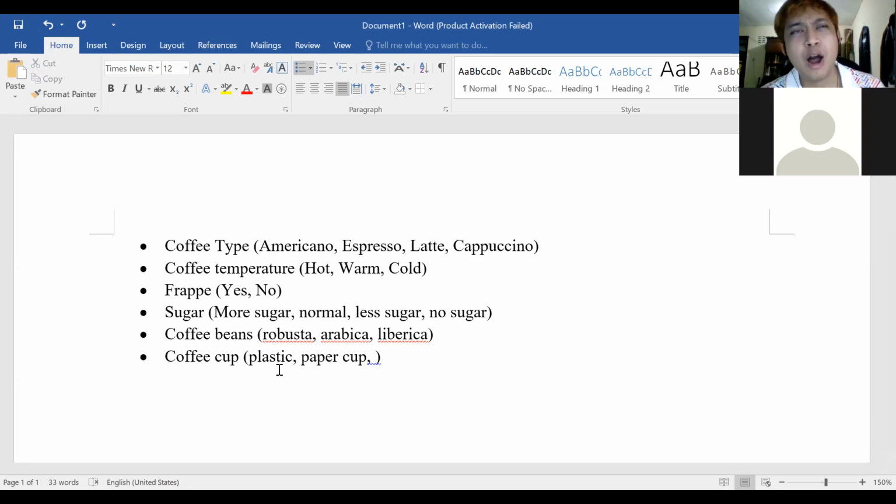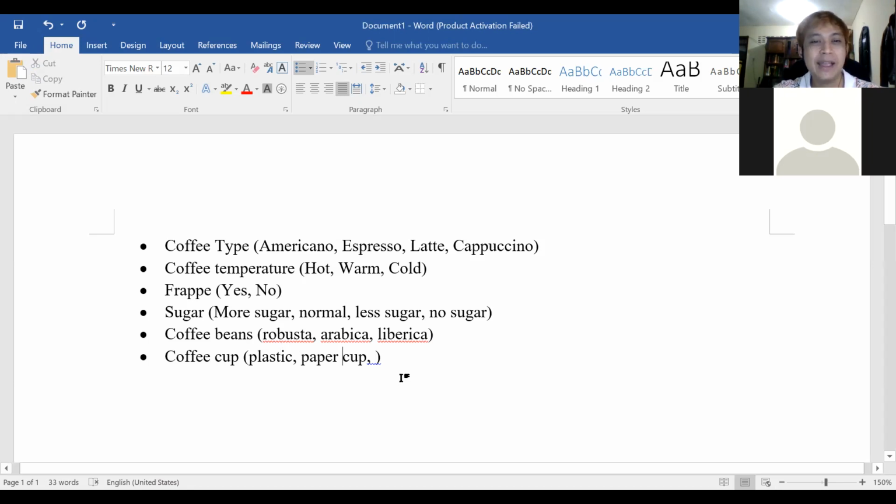Most of the time when I buy coffee, I never use plastic. And now I know the answer. It cannot be plastic and hot. Okay then, this one is okay. 1, 2, 3, 4, 5.